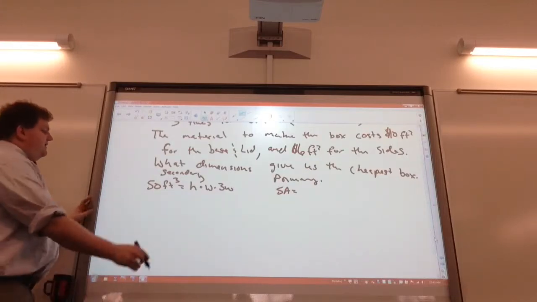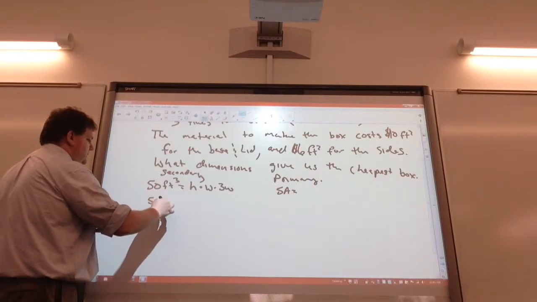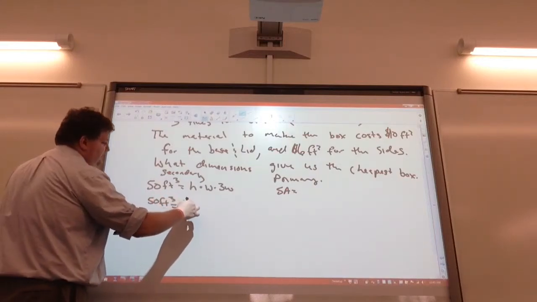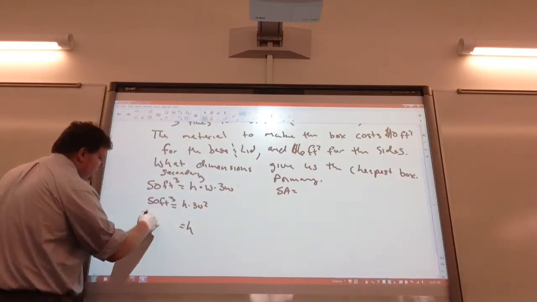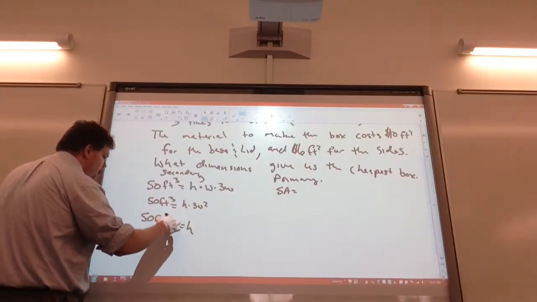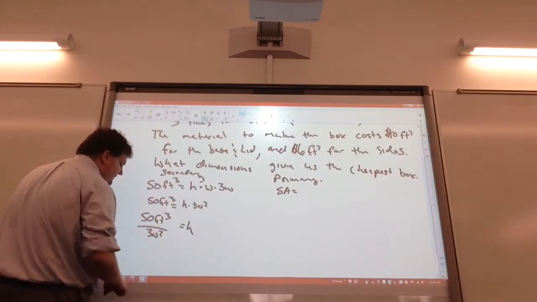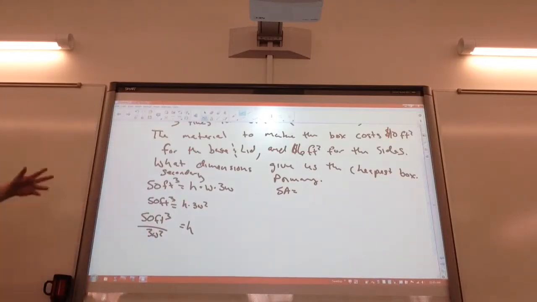So cleaning this up, I'm going to have 50 feet cubed is equal to H times 3W squared, which means H is equal to 50 feet cubed over 3W squared. Anyway, now we can write out our primary, our surface area equation.